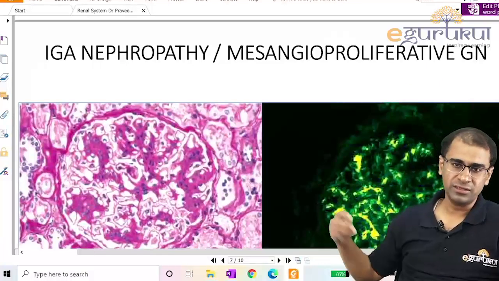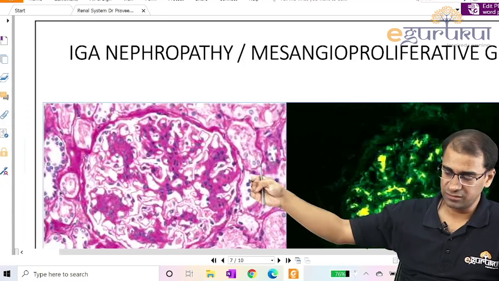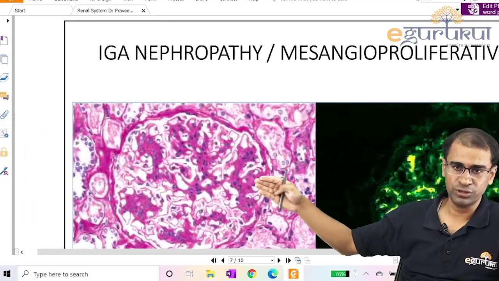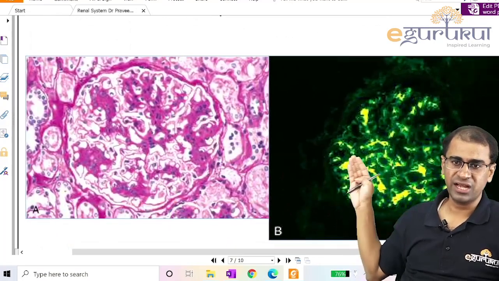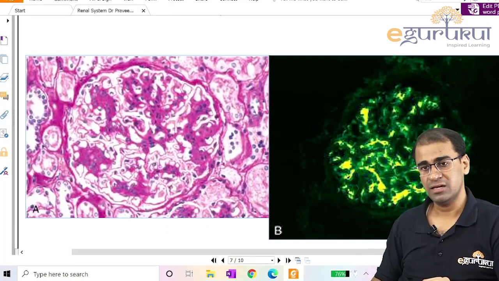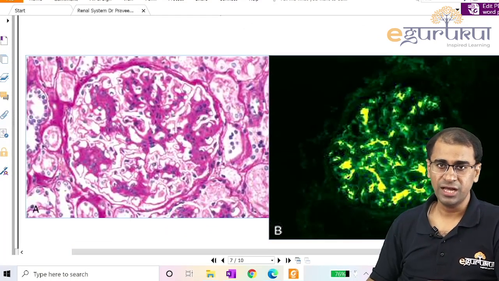In IgA nephropathy, look at this. There is a deposition in the mesangial area. This is the mesangial deposition. And you can see this is the IgA and the C3 deposition in the mesangial area. In the mesangial area, it becomes IgA nephropathy.